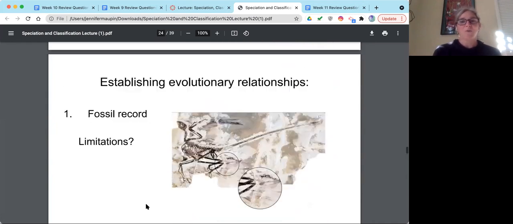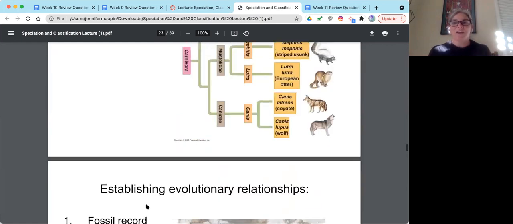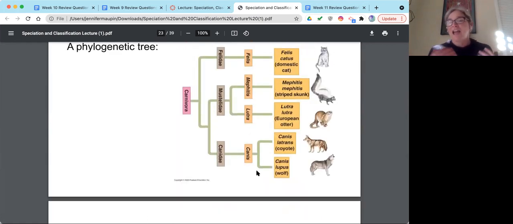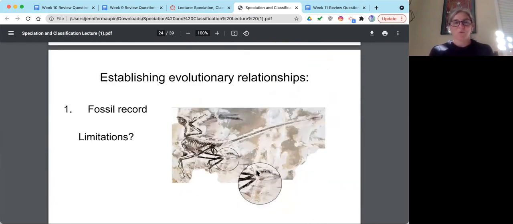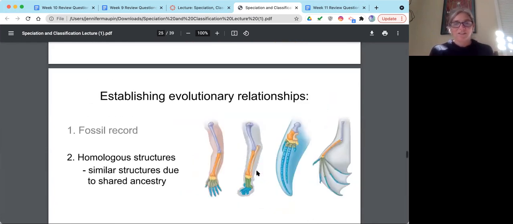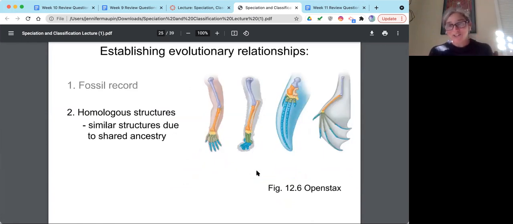And then you've got, how do we know how closely related things are? How do we make this phylogenetic tree? And that is where all of these tools come in. The fossil record, homologous structures, not to be confused with analogous structures, which are due to convergent evolution. This is why it's hard to use homologous structures, these are the ones that are due to common ancestry.